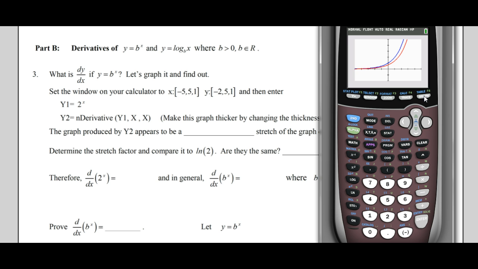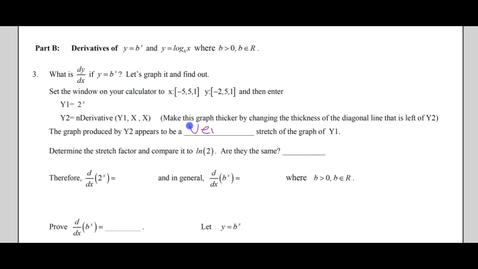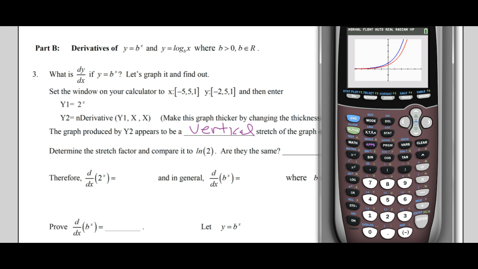All right, so what does this say? The graph produced by y2 appears to be a blank stretch of the graph. What might we put in the blank? A vertical stretch. Yeah, okay, appears to be vertically stretched. Determine the stretch factor and compare it to ln of 2. Are they the same? All right, so this is at 1, so the stretch factor is going to be whatever that intercept is, right?